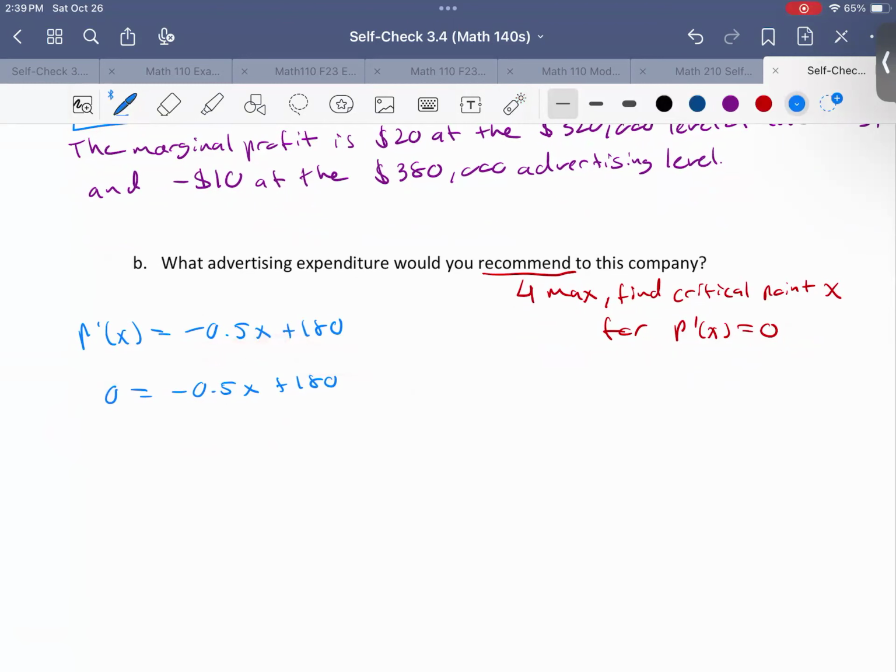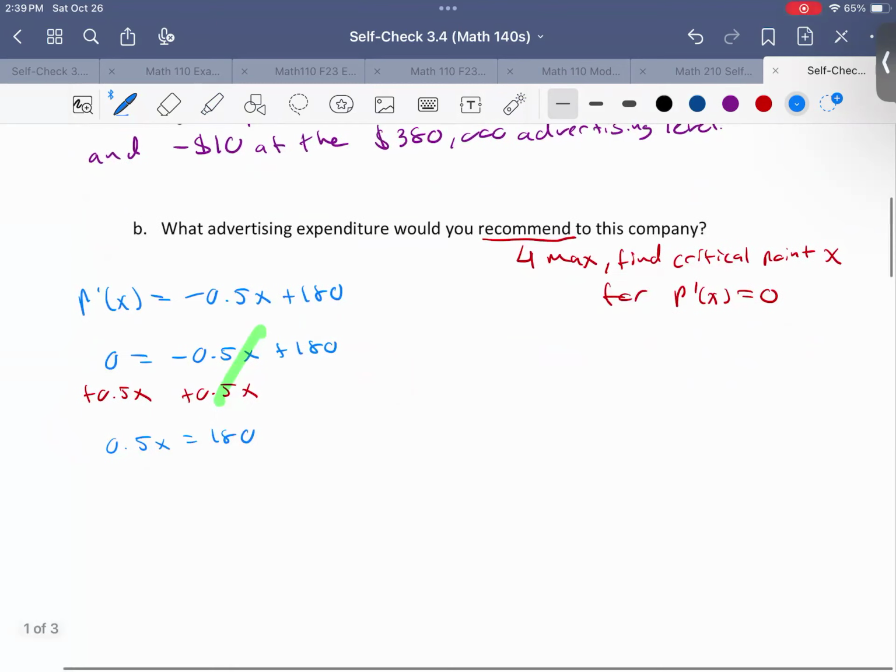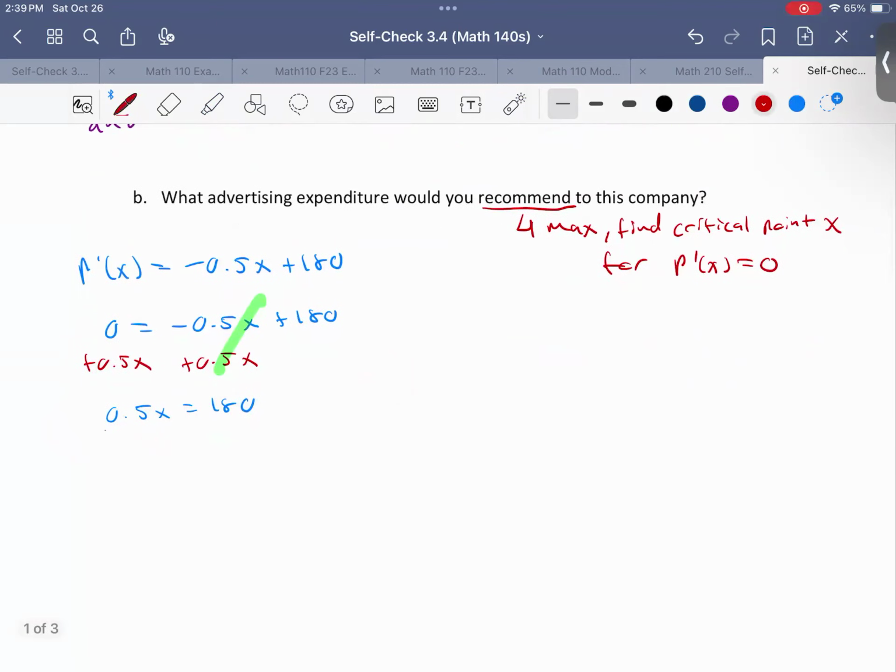So I'm going to add 0.5x to both sides. So this becomes 0.5x equals 180. And then I'm going to divide by 0.5 on both sides to get x by itself. And what I'm left with is x equals 360. So I want to recommend a $360,000 spending level to maximize profit.